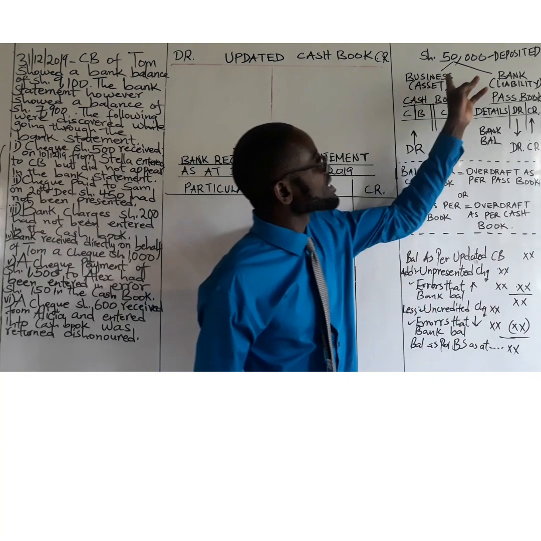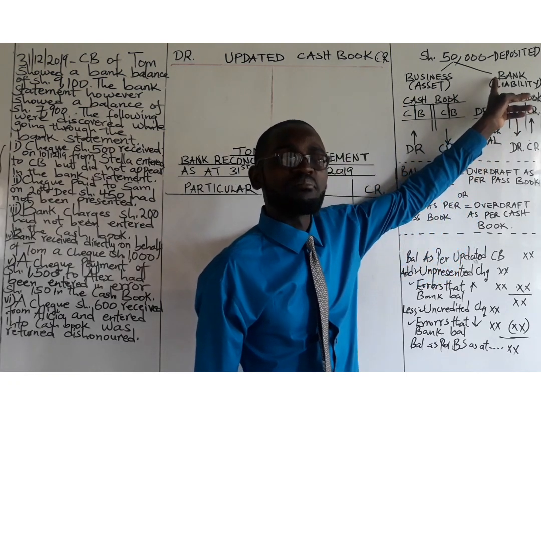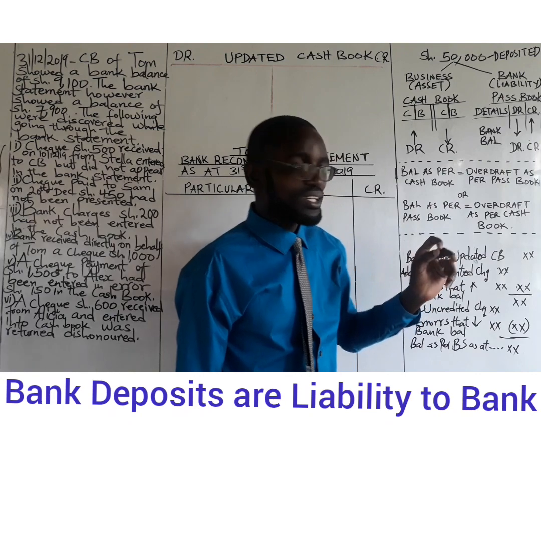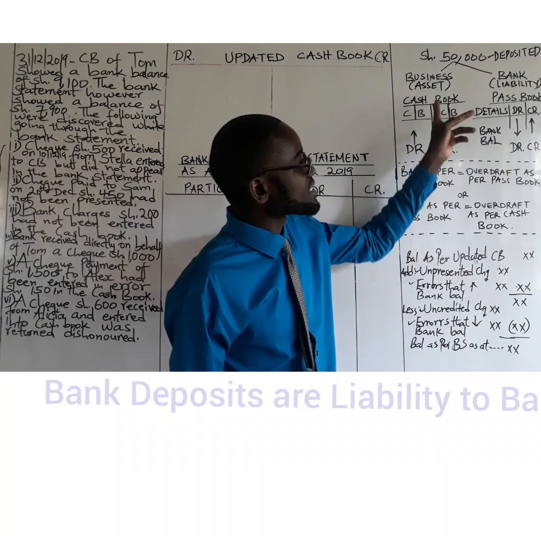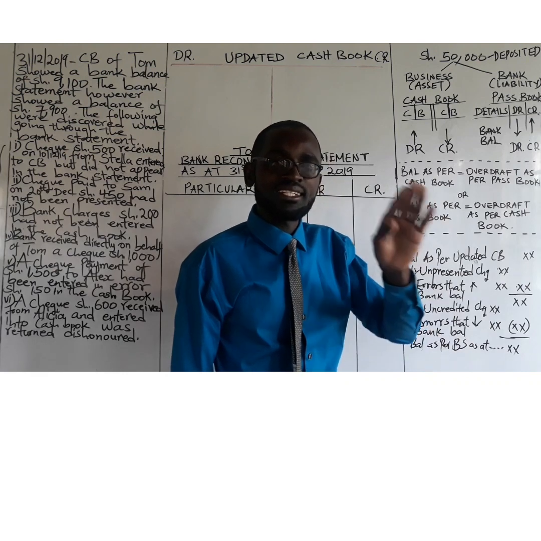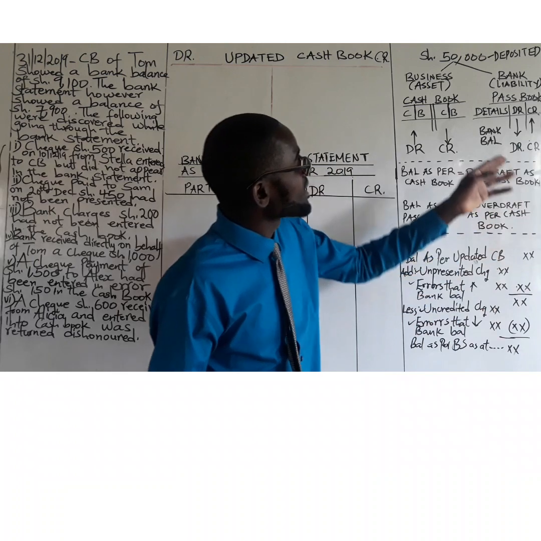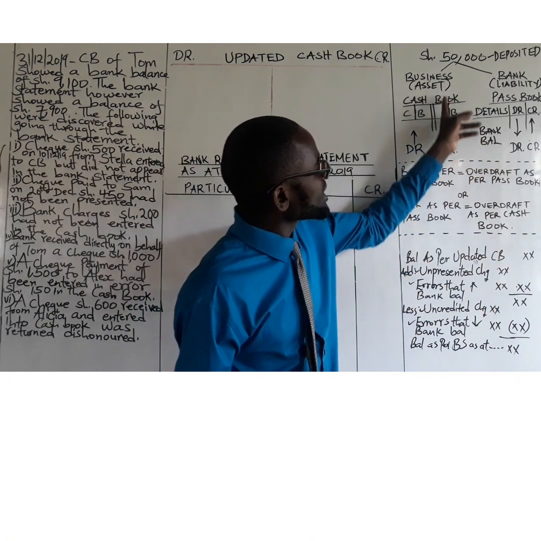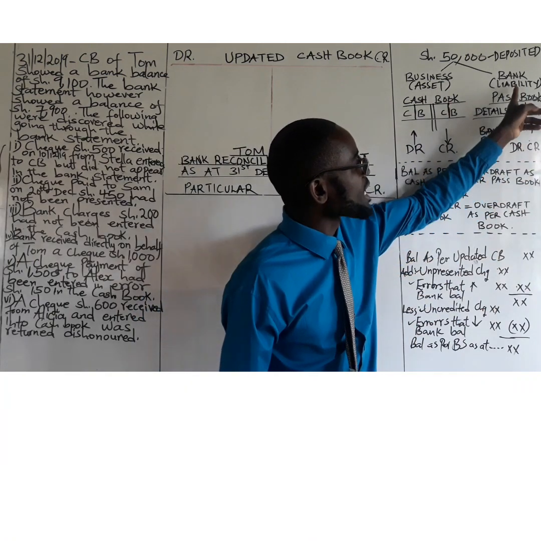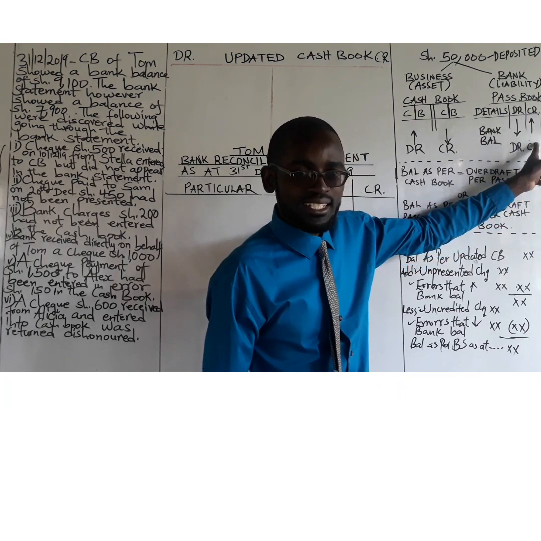But now whatever has been taken to the bank is a liability to the bank, because whatever is in the account of the business, the bank may be commanded or requested to pay at any given time. They're just holding it temporarily. So it means whatever is in the bank increases their liability. And when you increase liability, you're supposed to credit in that case.